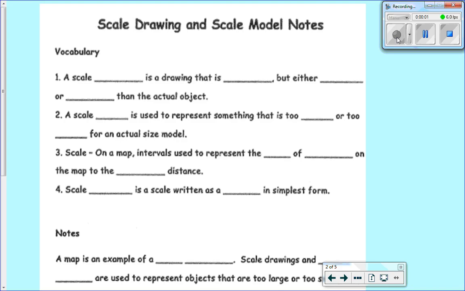We're going to talk about scale drawings and scale models. So y'all write about being a ratio, model, and actual. So we're going to look at that.